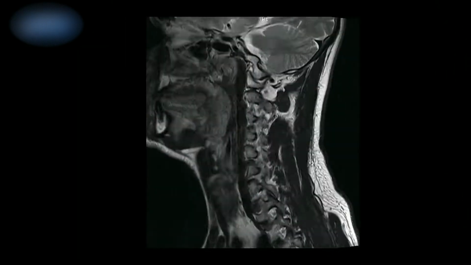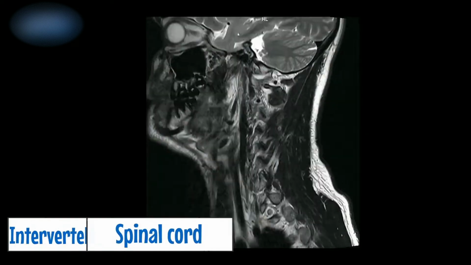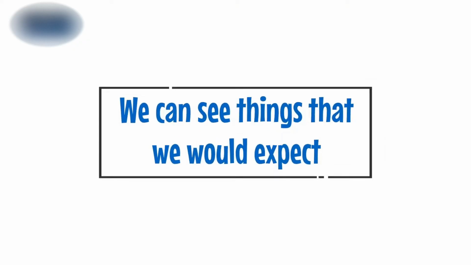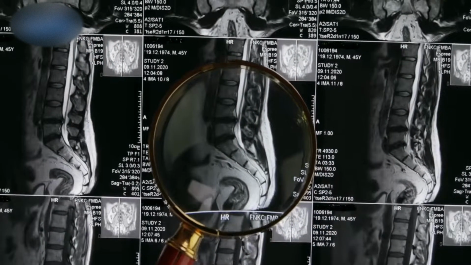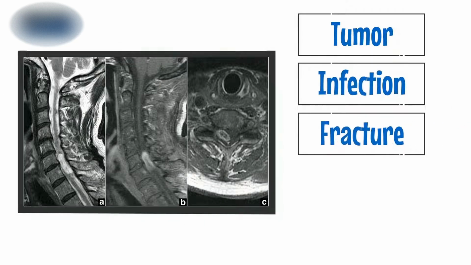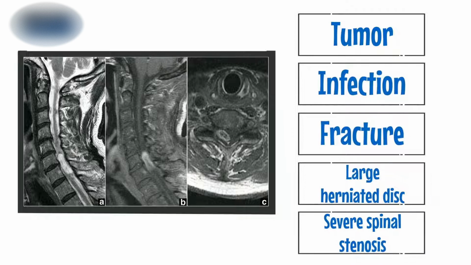On an MRI scan, we can clearly see the intervertebral discs, spinal cord, and nerve roots. We can see things that we would expect, like normal wear and tear, and things that signify that something is wrong, like a tumor, infection, fracture, or a large herniated disc or severe spinal stenosis.